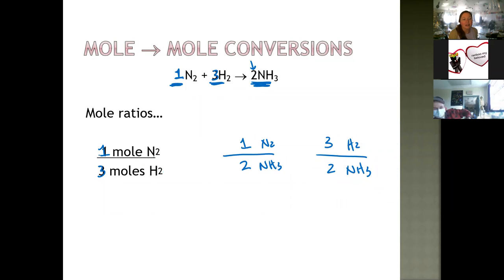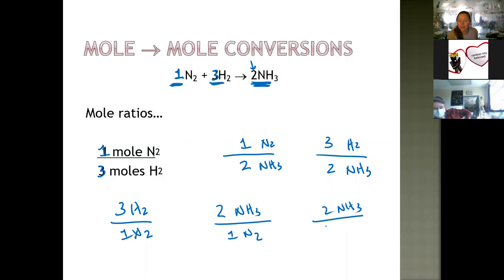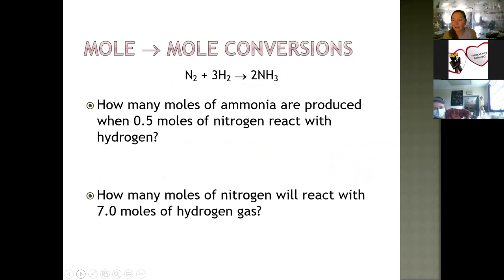We flip it. So instead of 1 N2 to 3 H2, I could say that I have 3 H2s to 1 N2. That's another mole ratio. Same thing here. I could have a ratio of 2 ammonias to 1 nitrogen. I could have a ratio of 2 ammonias to 3 hydrogens. So I'm just taking those coefficients from my balanced equation and I am putting them into pairs to build mole ratios. Mole ratios. Why does that matter? Here's the magic.